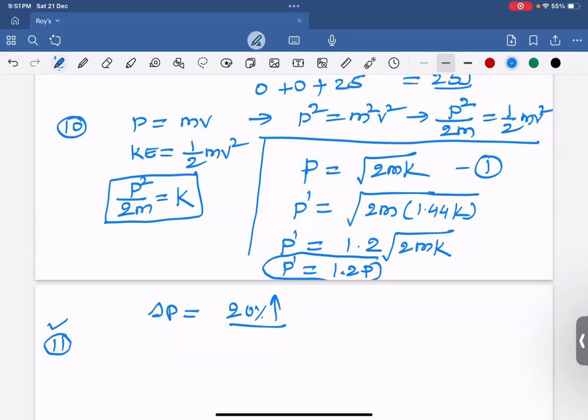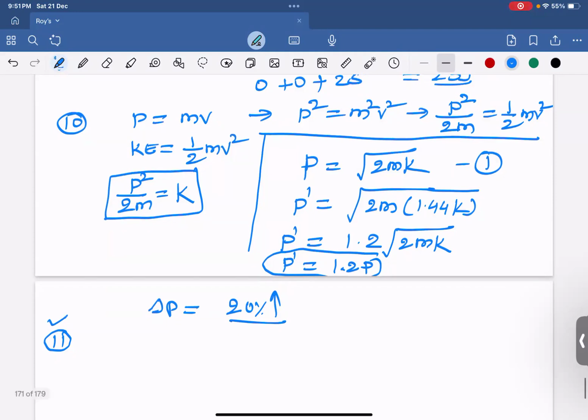Yeah, sir. Option 4, I think. 800%. Momentum of a body is increased by 200%, then kinetic energy will increase by 800%. Yes, sir. Yeah, that looks correct. Good.